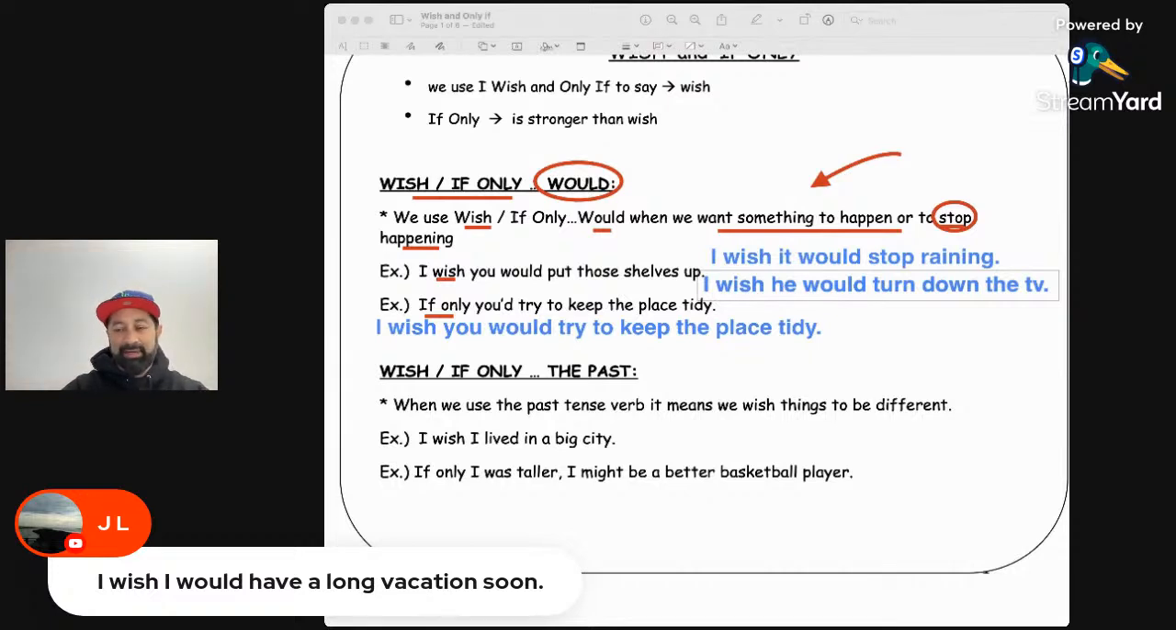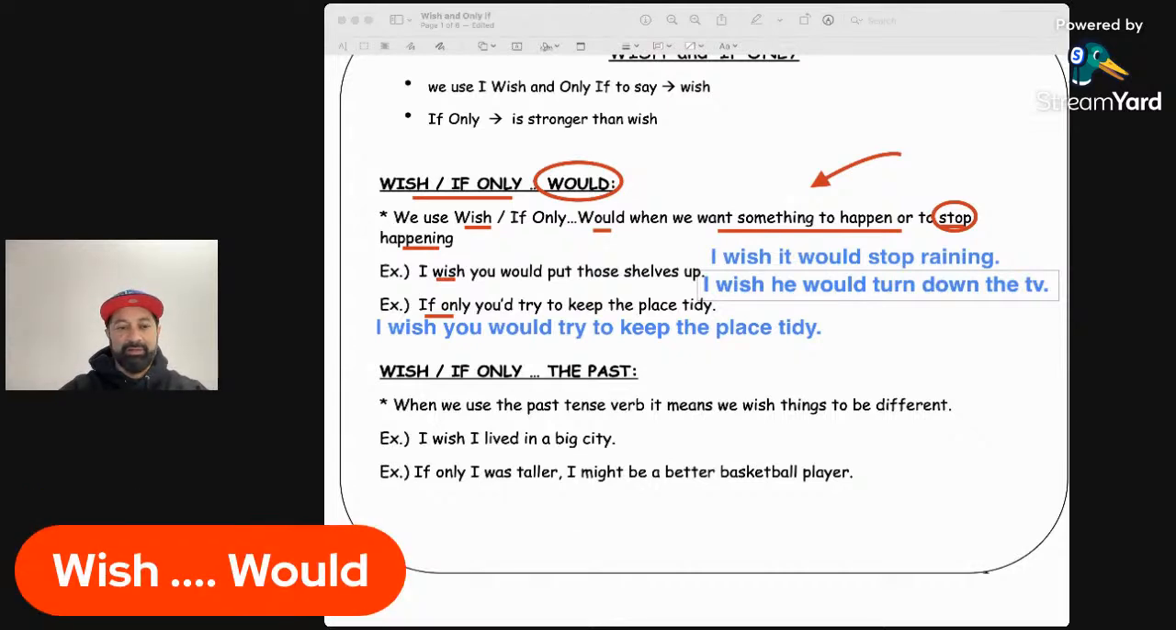I'll wait a couple more seconds, and if we don't have any answers, I'll move on to the next way that we use wish. There's going to be 3 ways we're going to go over today. One is you want something to happen, so it's wish and would. Next, we'll go over a different way as well. All right, so everybody, just to clarify, that's how you want to make your sentence today in the first part, wish and would.